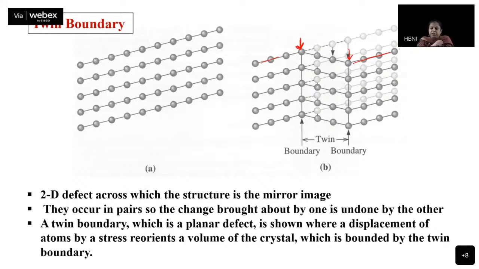What deformation happened? Earlier this was running in a straight line. Now what happens is this atom has come here, this has come here, this has come here. And then beyond this it extends in a similar fashion. But now this particular region is the mirror image of this particular region. So a twin boundary is the 2D defect across which the structure is the mirror image, and they occur in pairs. So the change brought about by one is undone by the other. Okay.